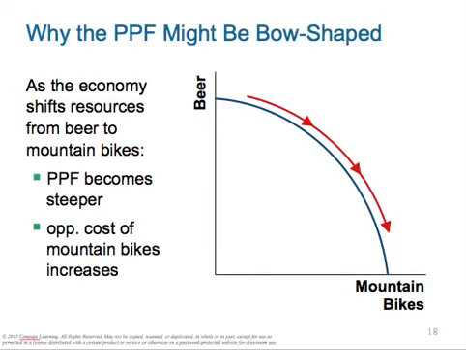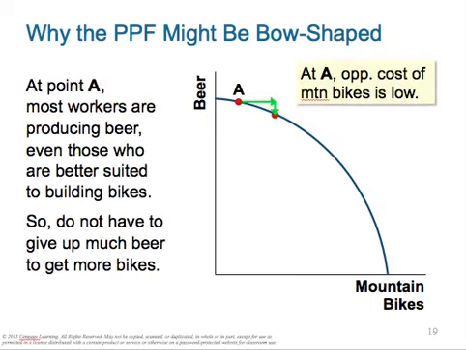The production possibilities curve, or frontier, I should say, becomes steeper. The opportunity cost of mountain bikes increases. So as you produce more beer, the opportunity cost of producing bikes is actually a little more steep. And we're going to cover the bow shape a little bit more moving forward.